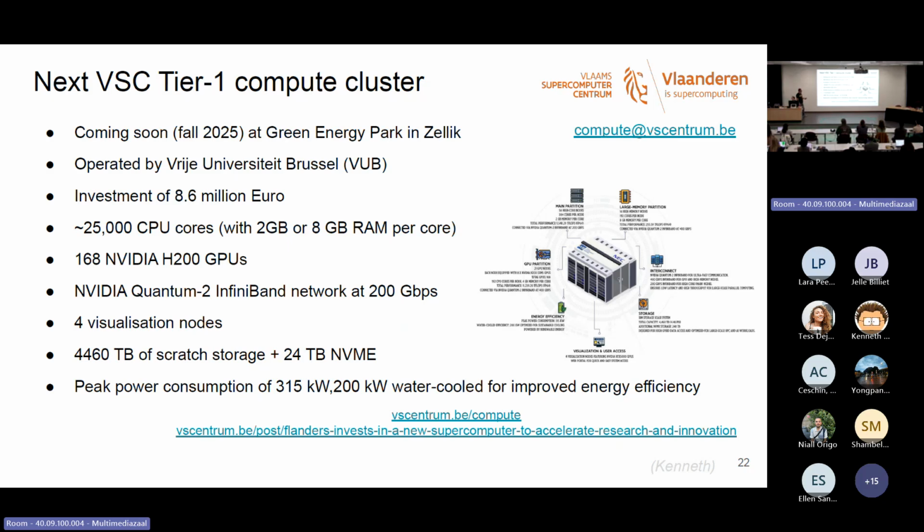This is going to feel smaller than the previous tier 1, but that's because the prices of hardware have gone up crazy the last couple of years. So we're getting more or less the same budget, actually I think a little bit more than for the Hortense system, but we're just getting less in some sense for the same amount of money.